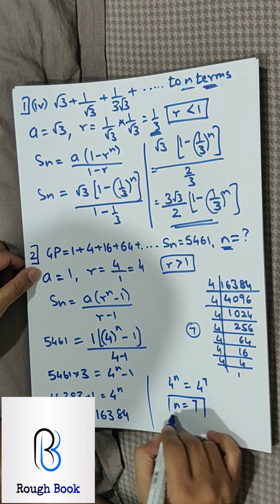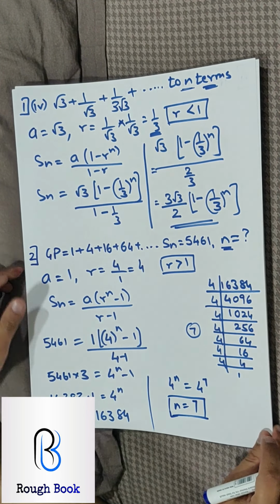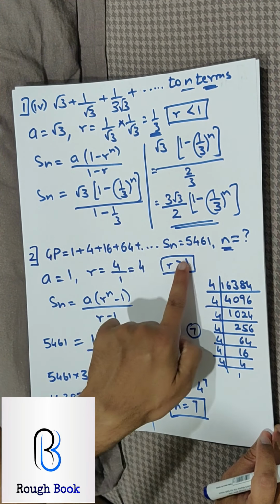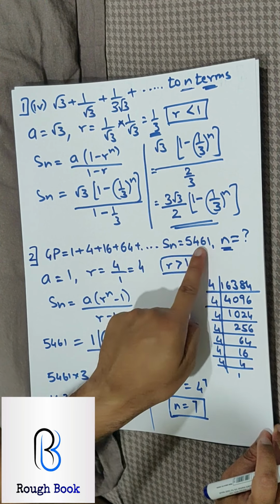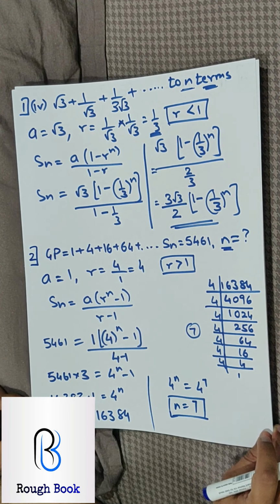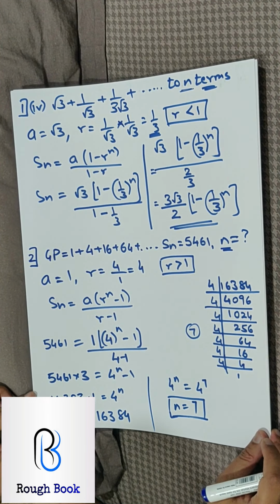So n is equal to 7. So you can write the final answer. Therefore there have to be 7 terms, and when you add the sum of 7 terms, it will be 5461. Are you able to get it now, the Sn types?